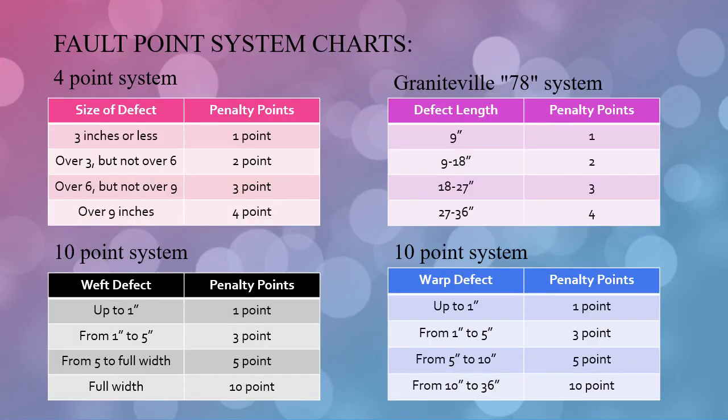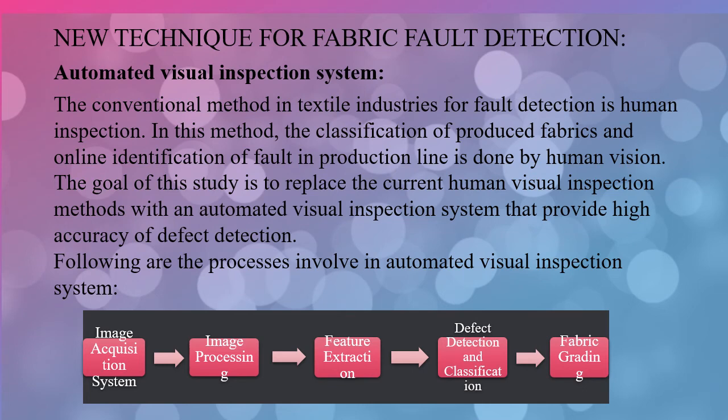Fault points system charts. These are the point system charts for the faults. Here we are given the penalty points according to the size of the defect in the 4-point system, and in the Granny Table 78 system, we give the penalty points according to the defect length, that is, how much length a defect has, so that the penalty points are given according to that. And in the 10-point system, there are warp defects and weft defects separately, so we give penalty points according to these defects.